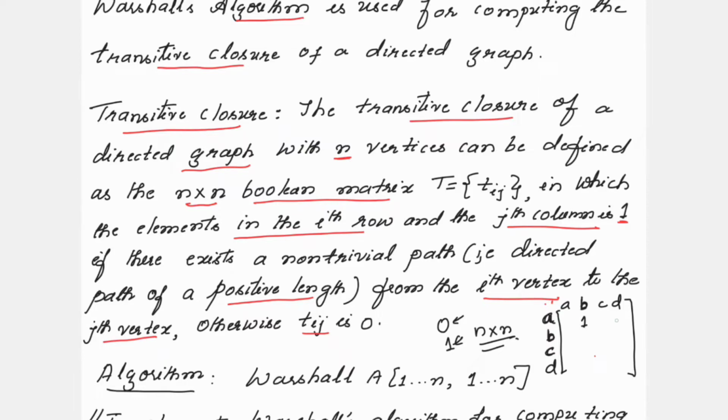So between A to D it is 1. Suppose there is no path or directed path existing between A and A, it has to be written as 0. If there is no directed path between A and C, then it has to be 0. So you will be filling the matrix elements either with 0 or with 1.